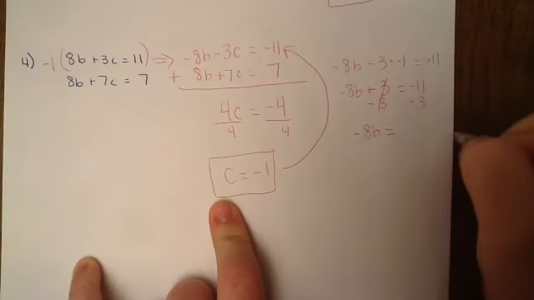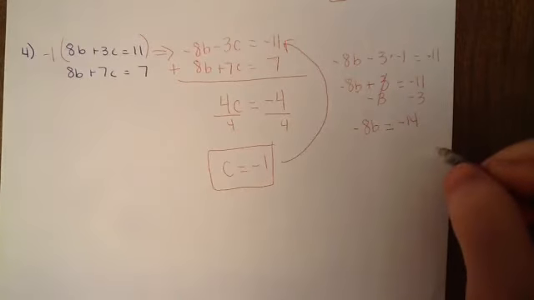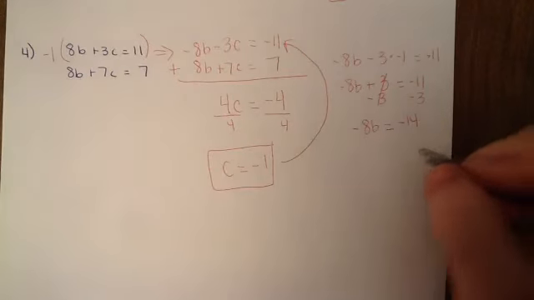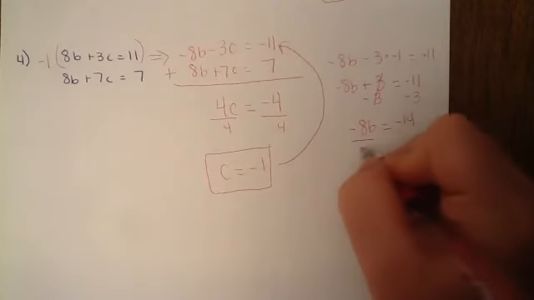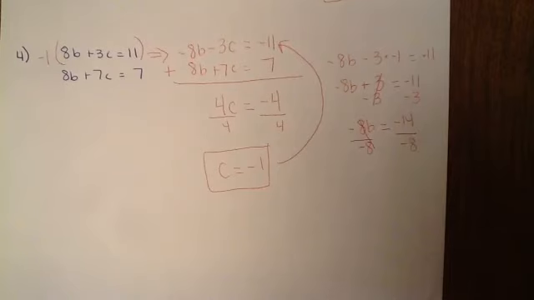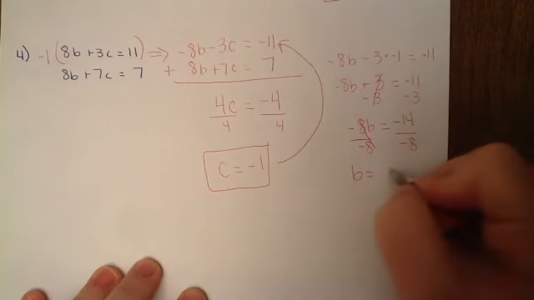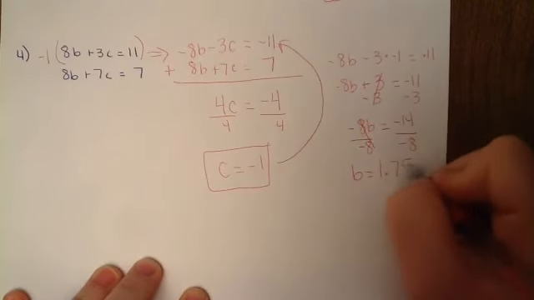-8b equals -14. And your last step, divide by -8, divide by -8. b equals +1.75.